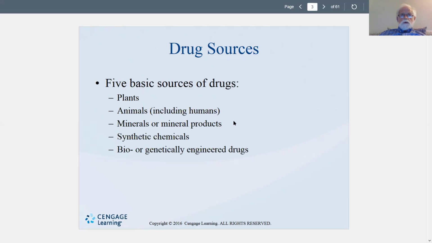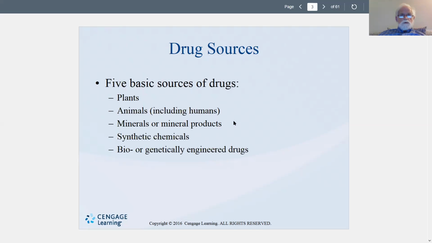Plants, a lot of plants. We still have drugs that we isolate from plants because we don't know really how to manufacture them in a way that is cost effective. The most common is probably digoxin, which is for congestive heart failure.